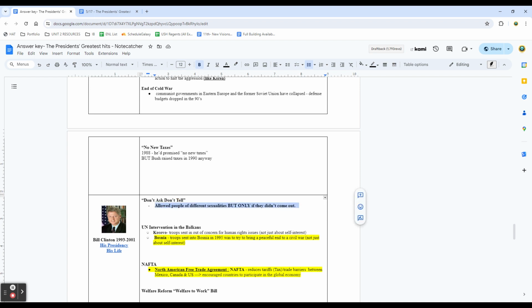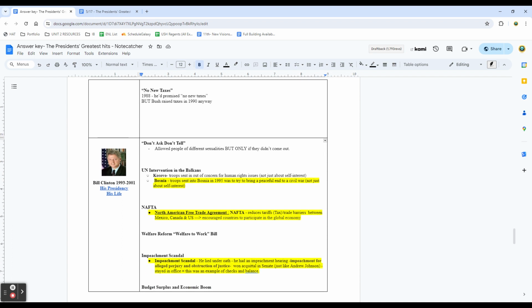And this Don't Ask, Don't Tell policy was removed 11 years later. Clinton's administration also saw a series of United States and UN interventions in the Balkans, in Kosovo and Bosnia. There's also a humanitarian crisis in Rwanda that's answered. You studied all that in Global, didn't you?